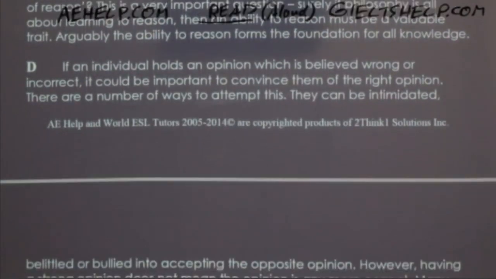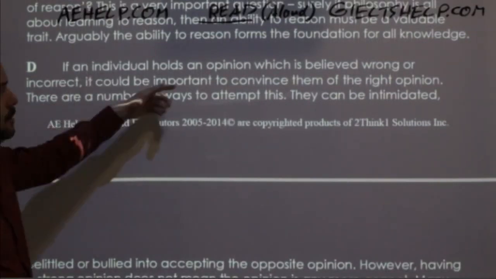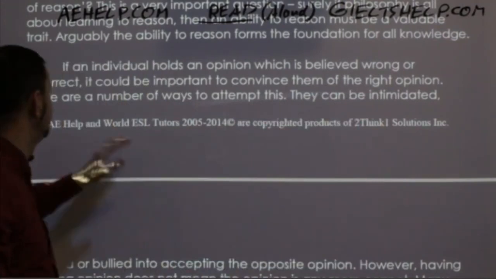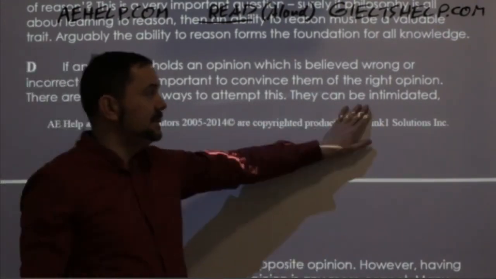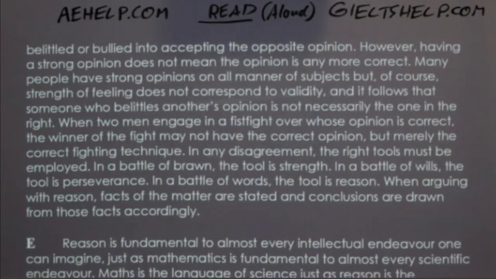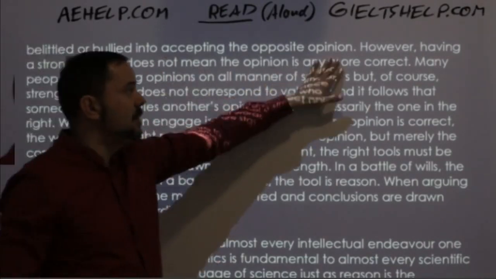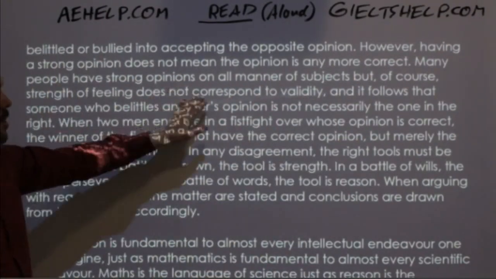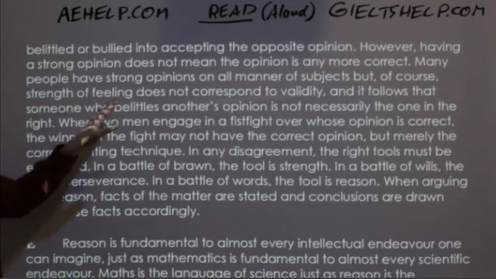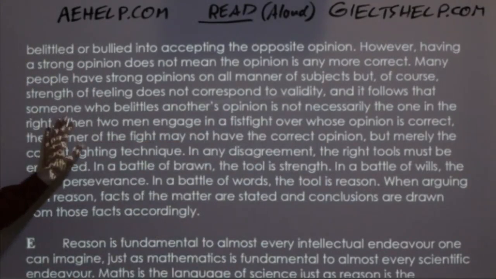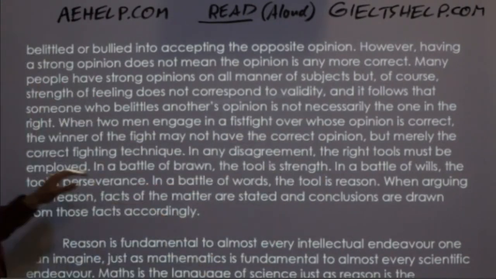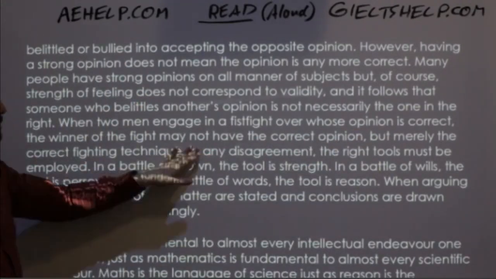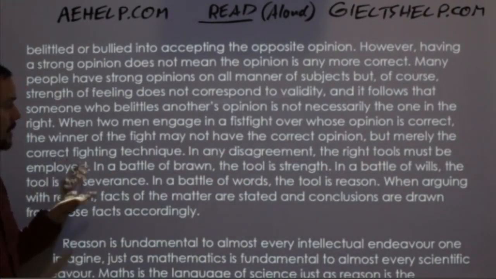Here we go. Read with me. If an individual holds an opinion which is believed wrong or incorrect, it could be important to convince them of the right opinion. There are a number of ways to attempt this. They can be intimidated, belittled, or bullied into accepting the opposite opinion. However, having a strong opinion does not mean the opinion is any more correct. Many people have strong opinions on all manner of subjects, but of course, strength of feeling does not correspond to validity, and it follows that someone who belittles another's opinion is not necessarily the one in the right. When two men engage in a fist fight over whose opinion is correct, the winner of the fight may not have the correct opinion, but merely the correct fighting technique.